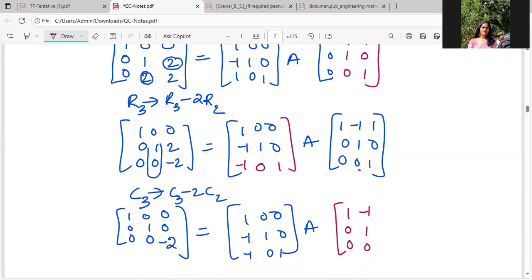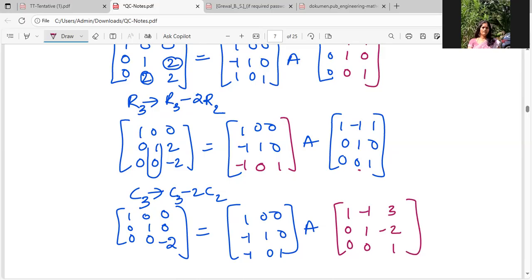Let's scroll down. C3 minus 2C2. C3 1 minus of minus would be what? Plus. Minus of minus would be plus. So I'll have a 3. 0 minus 2 would give me minus 2, and 1. There is some change. Just a second. Let me look at it.